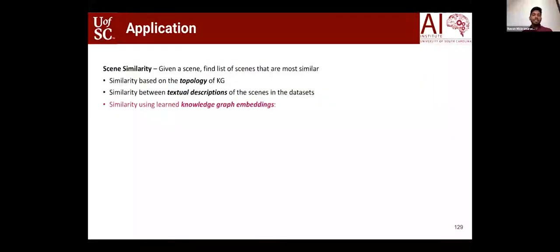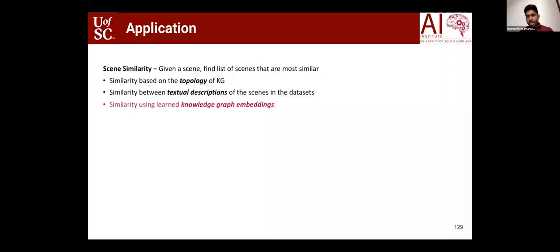Then we looked at how well the embeddings are actually capturing the rich semantics contained in the knowledge graph. So we wanted to use it with a real-world application, and we picked scene similarity. What happens with scene similarity is, if you are given a scene, the model finds all the scenes that are contextually similar to the given scene.